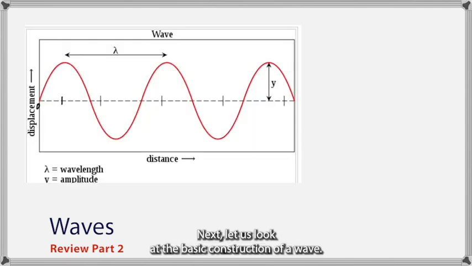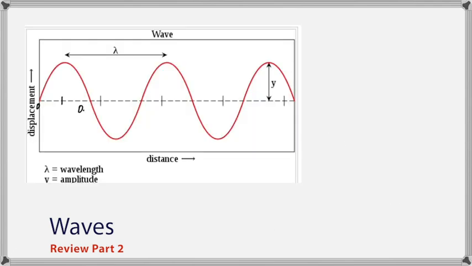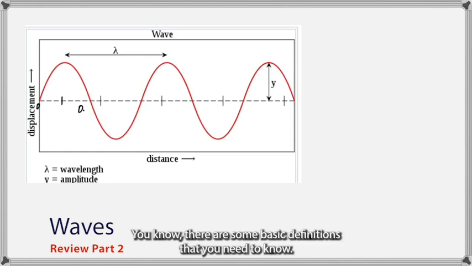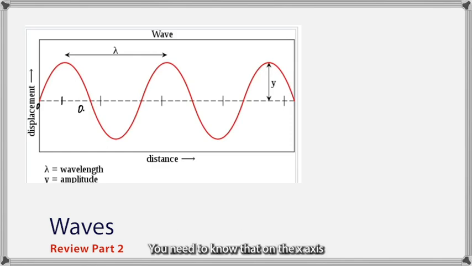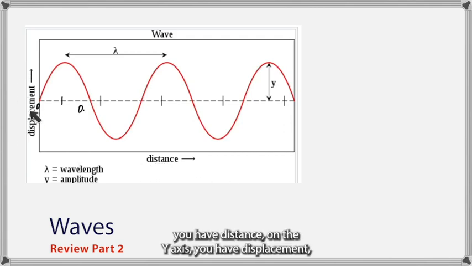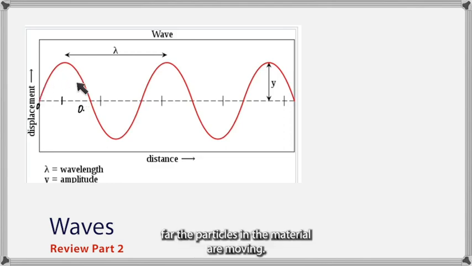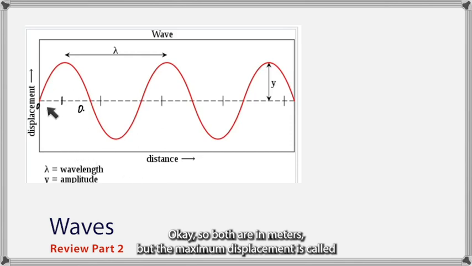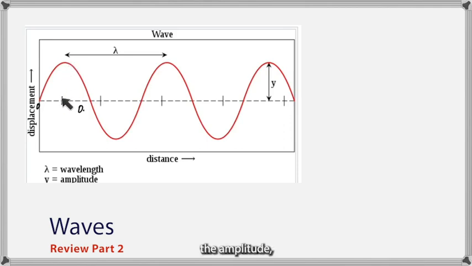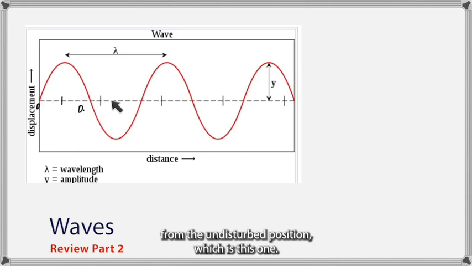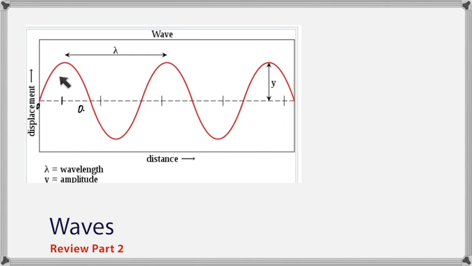Next, let us look at the basic construction of a wave. There are some basic definitions that you need to know. You need to know that on the x-axis you have distance, on the y-axis you have displacement, which shows how far the particles in the material are moving. Okay, so both are in meters. But the maximum displacement is called the amplitude. The maximum displacement from the undisturbed position, which is this one, is called the amplitude.